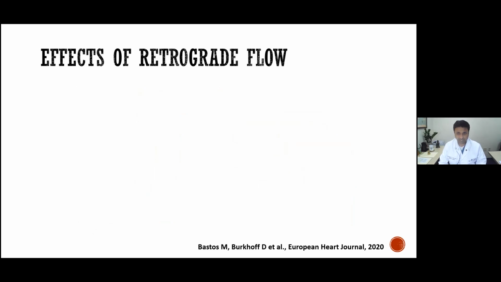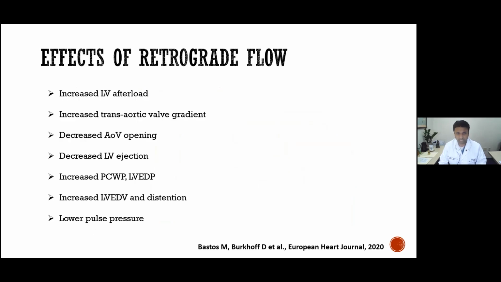So we know that VA ECMO provides retrograde flow, but what are the actual hemodynamically relevant effects of this retrograde flow? What we see from it is that it increases LV afterload, it increases the pressure across the aortic valve. So the transaortic valve gradient is higher, and both of these result in decreased aortic valve opening, decreased LV ejection, which then subsequently results in increased volume and distension of the left ventricle, and also increased left-sided filling pressures in the form of pulmonary capillary wedge pressure as well as your LVEDP.